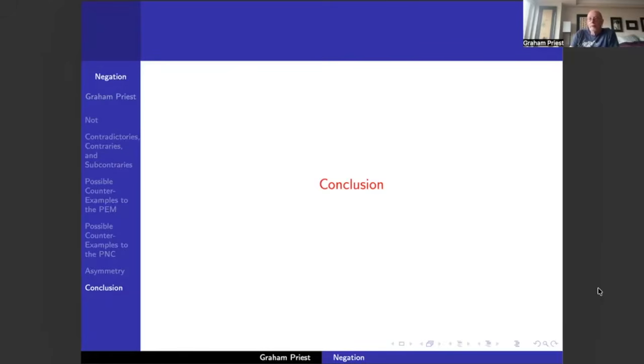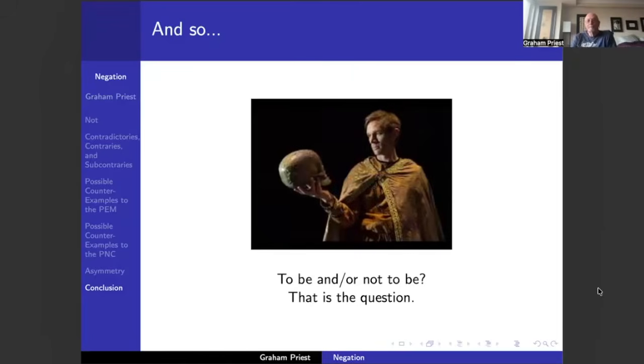Let me end with a quote, well, a sort of quote. So you may recognize this. There's someone looking very puzzled, and he's not looking at the law of excluded middle or non-contradiction. He's looking at a skull, I guess. And he's pondering, to be or not to be, well, that's the question. You probably know that this is a quote from Hamlet. So I shall leave you to ponder Hamlet's question for yourself.